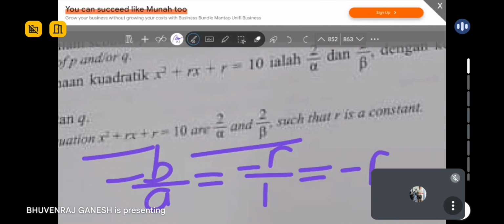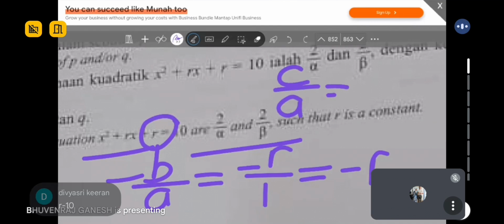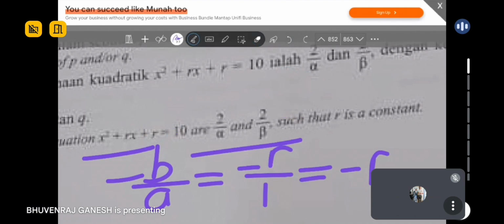P or R? What do you get? Yes, you will get R. Okay, because C over A. Hey, sorry, not R. Guys, there is a number 10 over here. Remember to shift it to the left hand side.